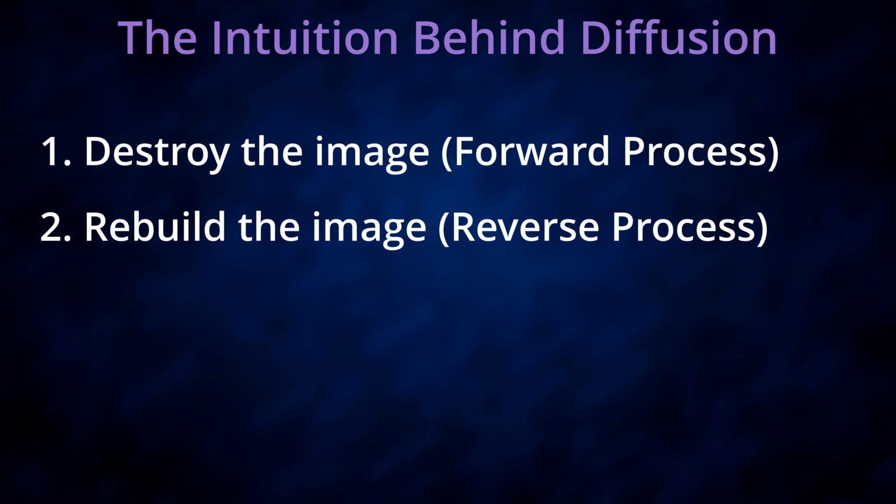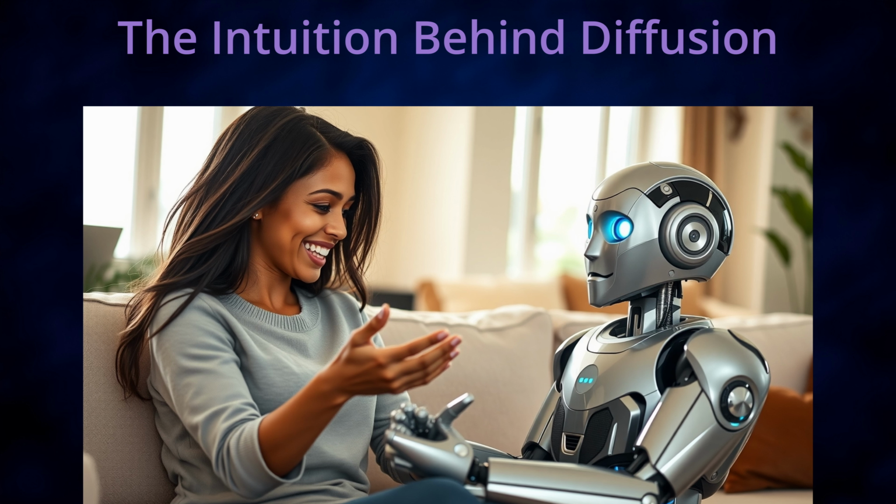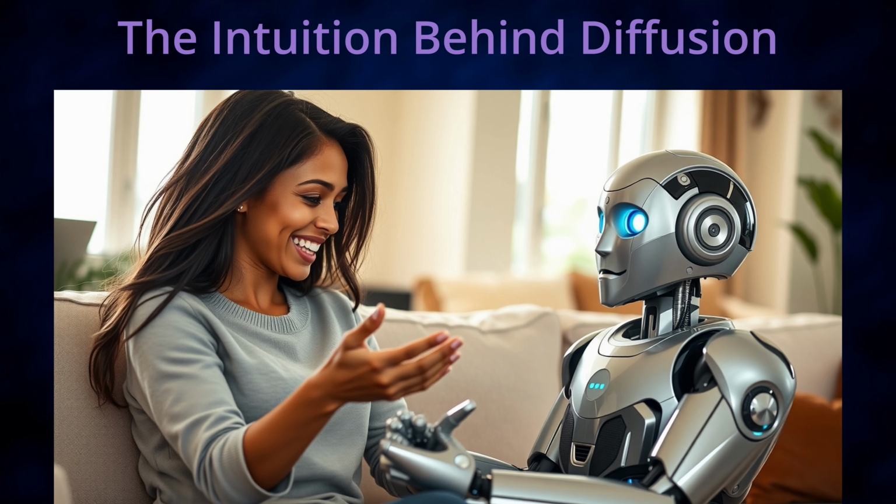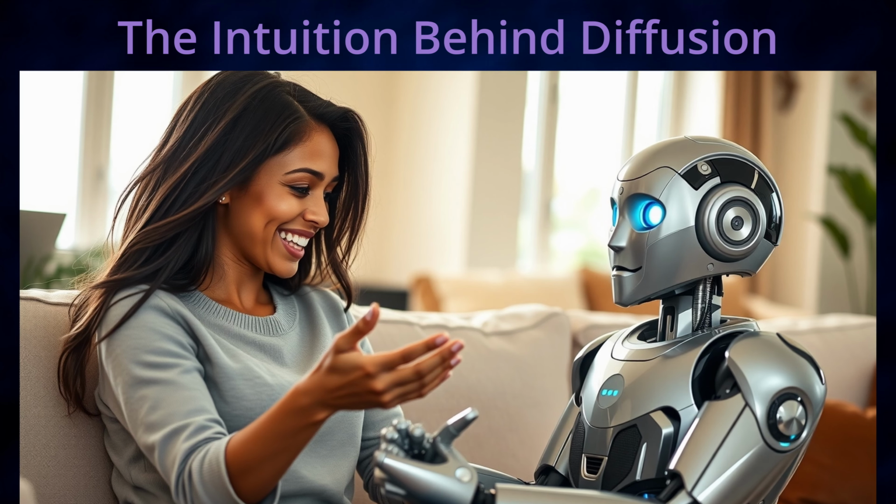Then, rebuild the image, reverse process. This is the magic. The model learns how to remove noise step by step until the original image appears again. Now imagine doing the reverse without ever seeing the original. Just from the noise alone, the model can pull out shapes, textures, patterns, eventually producing a brand new image. This is why diffusion feels like AI sculpting something out of chaos.